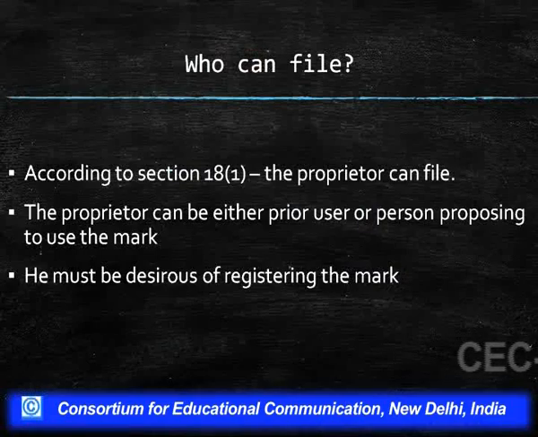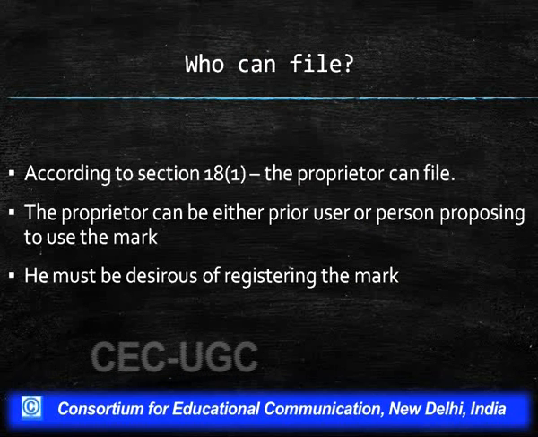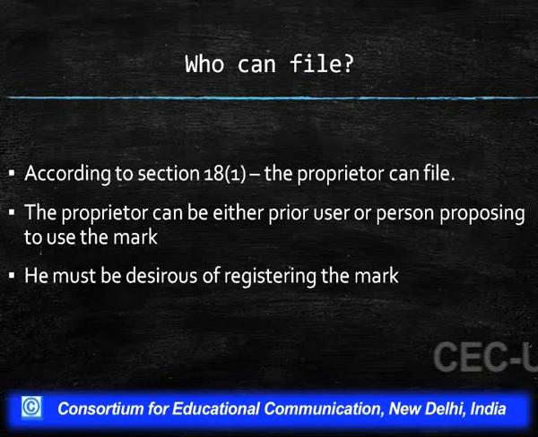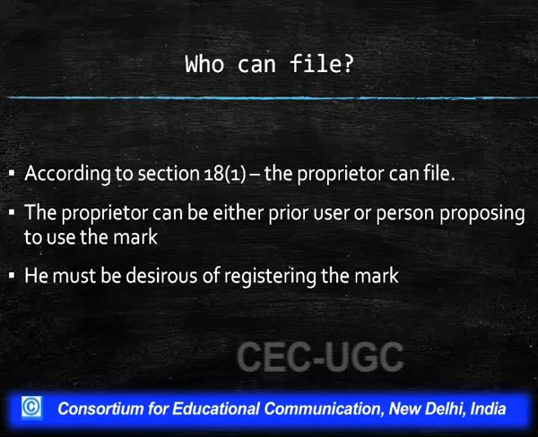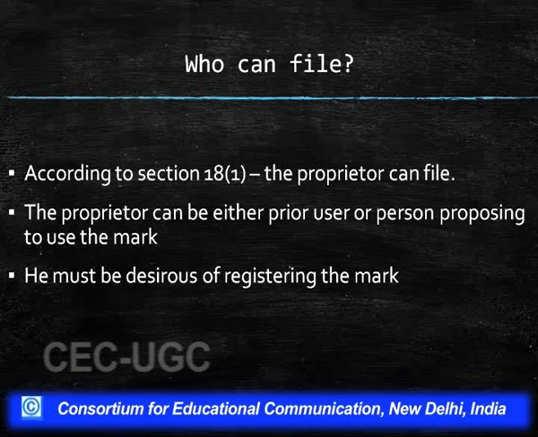Then there comes another important point, that he must be desirous of registering the mark. Whenever we talk about who can file the trademark application, one who is desirous of registering the mark can file it. This is what is written under section 18. In the language of section 18, it is explicitly written that one who is desirous of registering the mark is the qualified person to approach the trademark board for getting the trademark registration done.